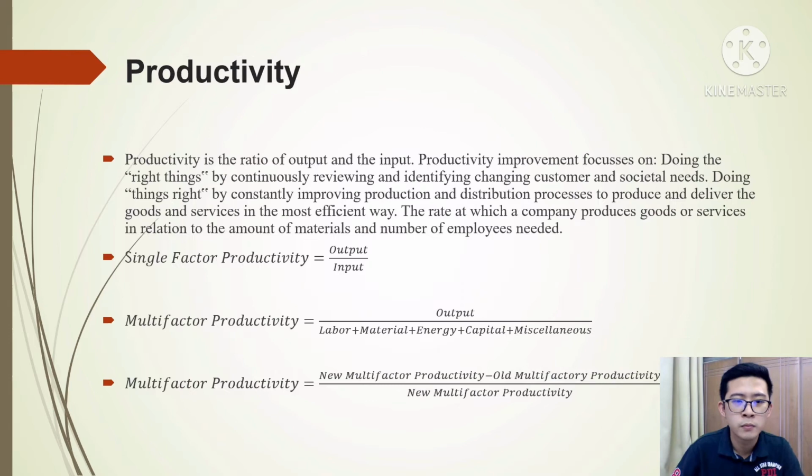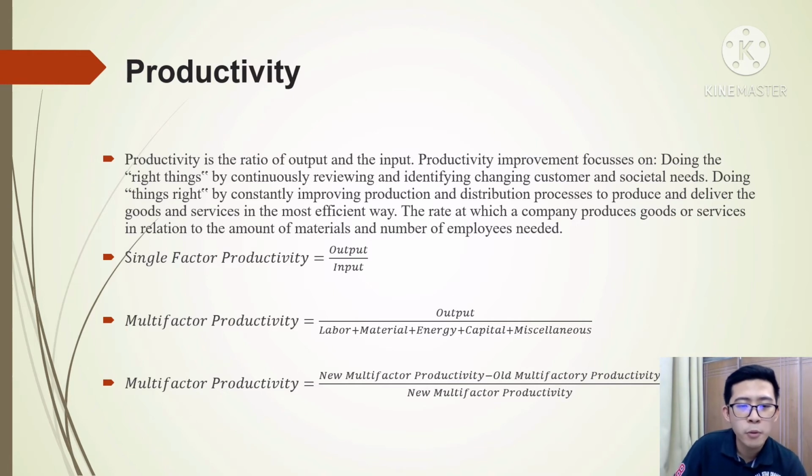When it comes to productivity, it is actually the ratio of output to input. Productivity improvement focuses on doing the right things by continuously reviewing and identifying changing customer and societal needs. It also means doing things right by constantly improving production and distribution processes to produce and deliver the goods and services in the most efficient way. It is the rate at which a company produces goods or services in relation to the amount of material and the number of employees needed.